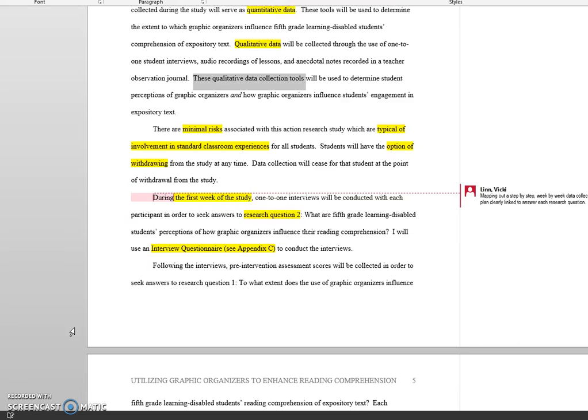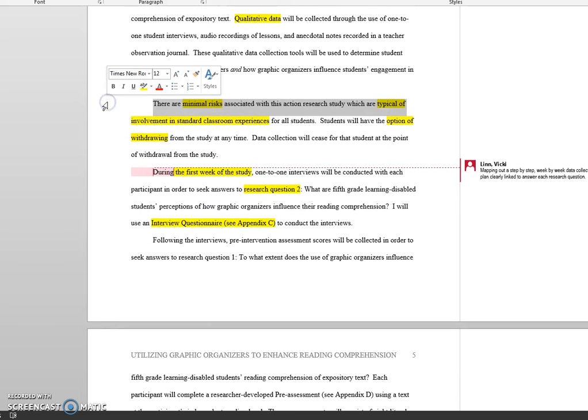The next paragraph acknowledges the importance of minimizing risks because you're involving human research subjects. A phrase that's highlighted in yellow says, there are minimal risks associated with participation in this study, which are typical of involvement in standard classroom practices. That's a research phrase that's very commonly used in educational research, so you're definitely encouraged to use that phrase as it is, and not worry about if you're plagiarizing. It's just a good acknowledgement.